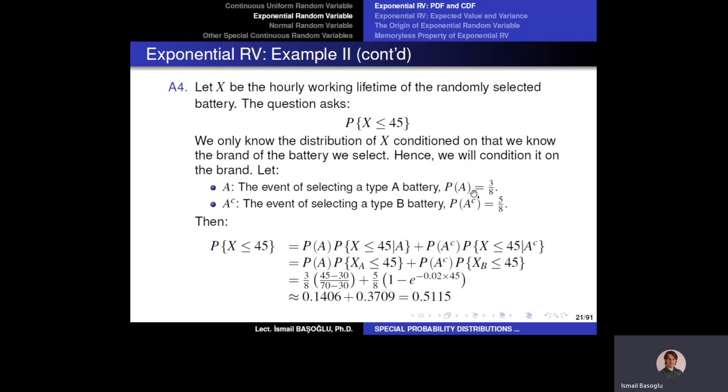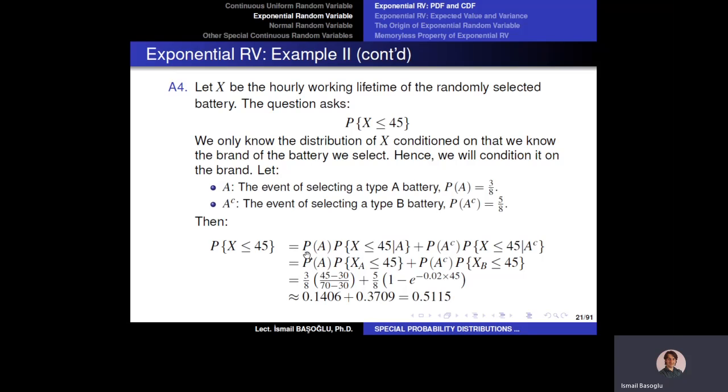So the probability of event A is 3 over 8 because there are 3 brand A batteries in this bin. Whereas the probability of the complement event, selecting a type B battery, is going to be 5 over 8 because there are 5 type B batteries in the bin. Now we are interested in this probability, the probability of a randomly selected battery to have a lifetime less than or equal to 45. And we are going to condition this probability on the event of selecting a type A battery or not. So we expand this as we have learned in the conditional probability chapter.